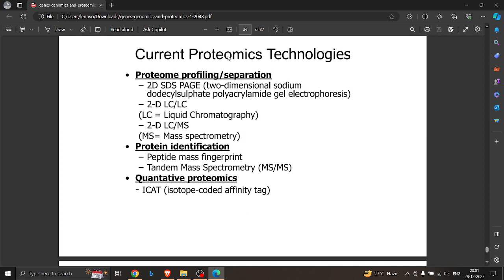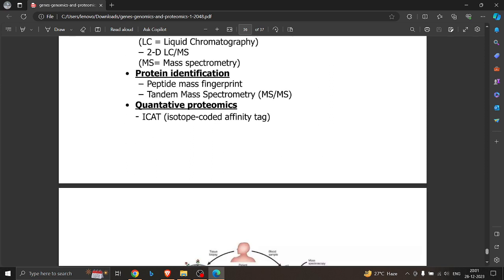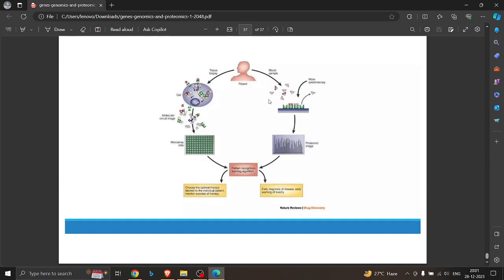So, current proteomics technologies: proteomic profiling, the separation stage, which includes two-dimensional SDS-PAGE. And liquid chromatography is also a part of this profiling or separation. Protein identification here uses peptide mass fingerprint and tandem mass spectrometry, termed MS. Quantitative proteomics uses isotope-coded affinity tags, ICAT. So this is a chart which shows you this diagram.